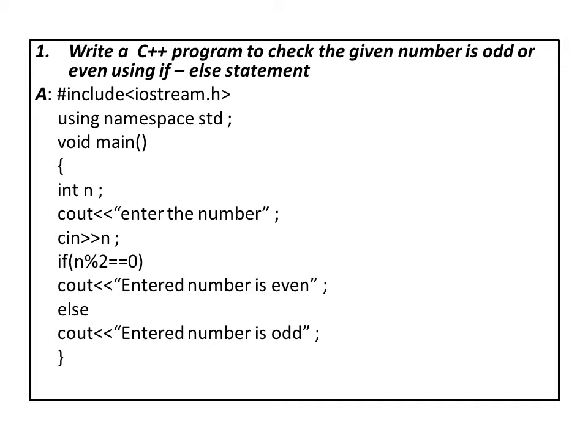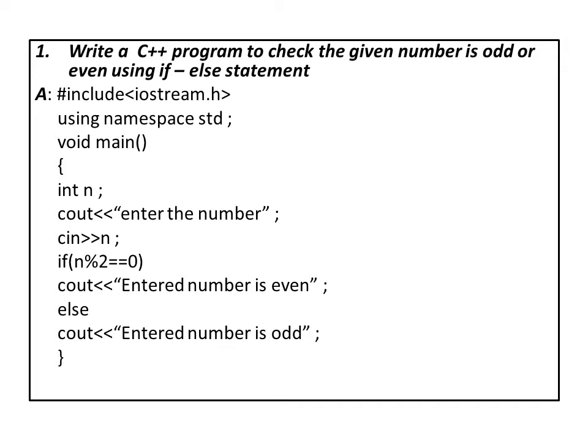Now next we enter the number, that is we input from the keyboard, so that it will be stored in the main memory. Using cin >> n is written here, and we'll enter a number, say 6.